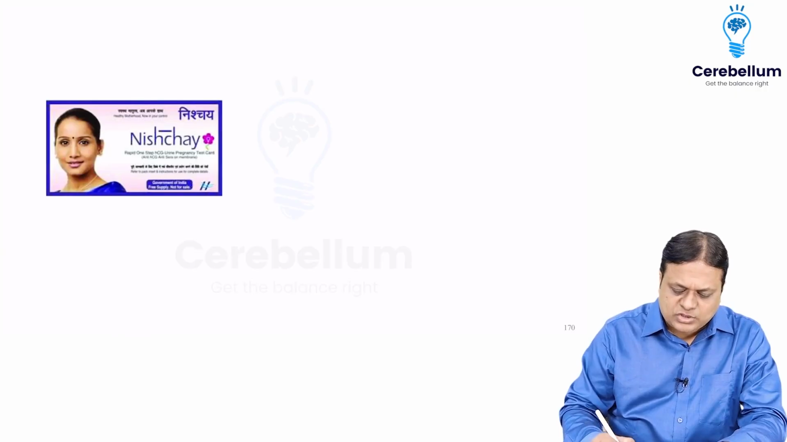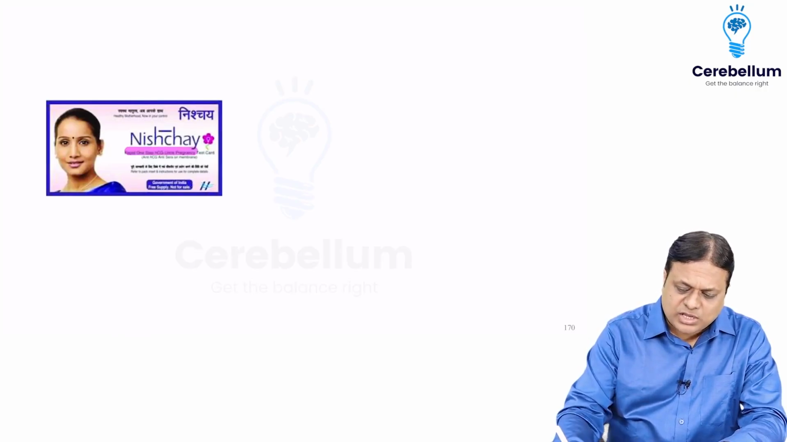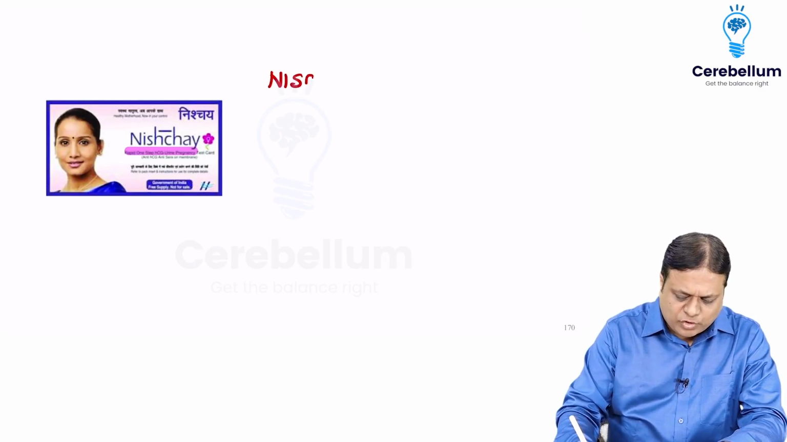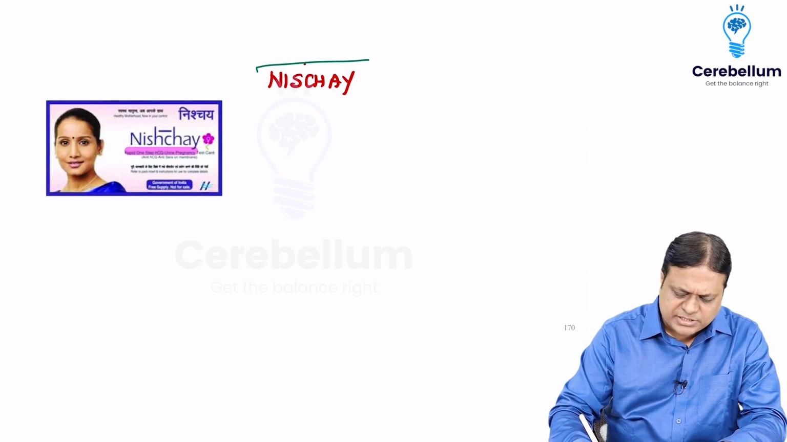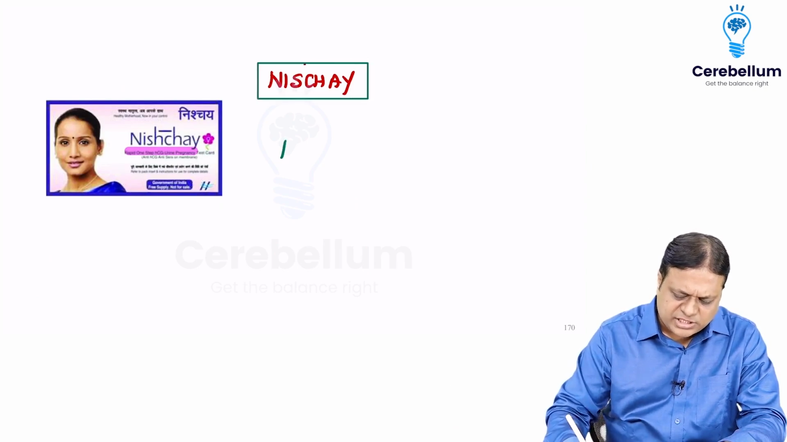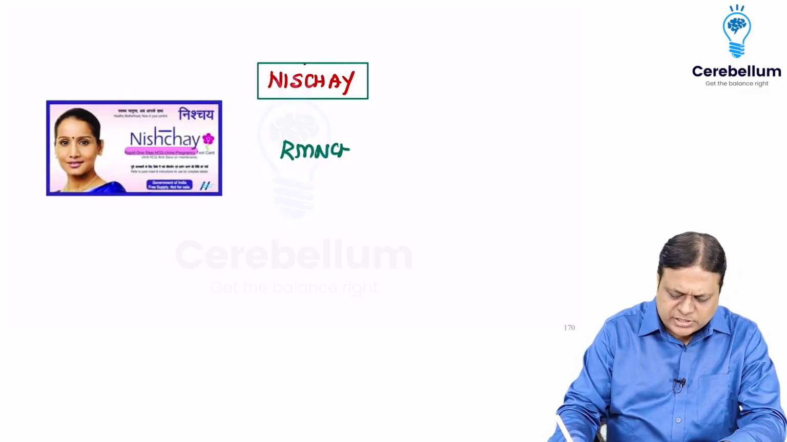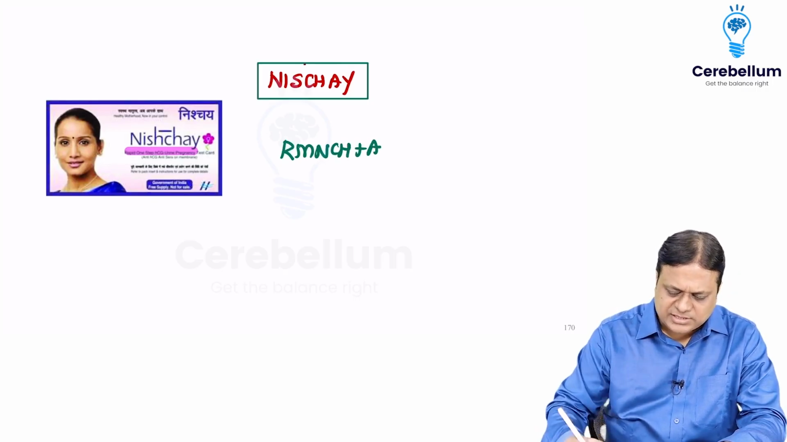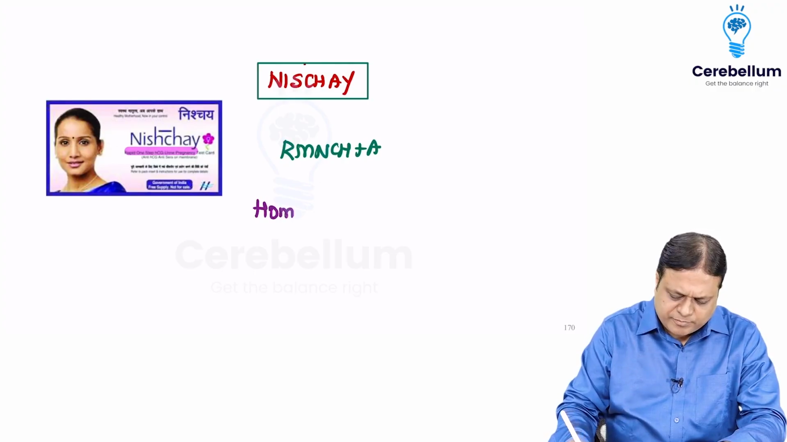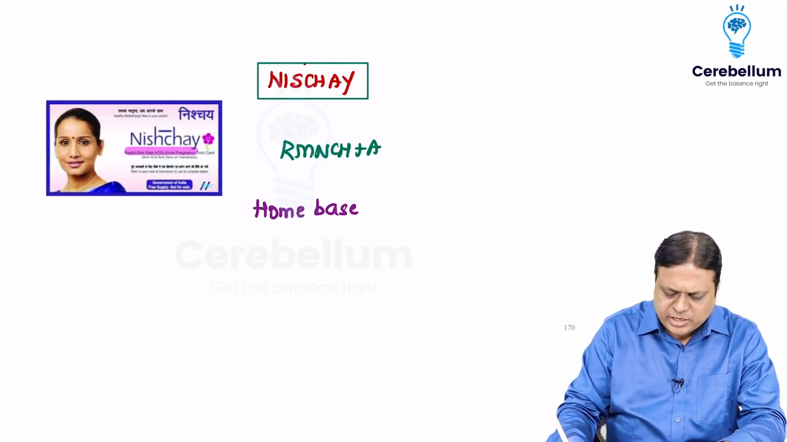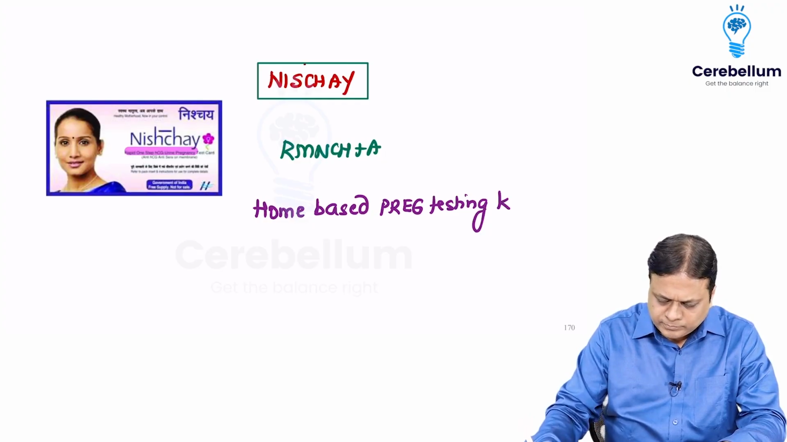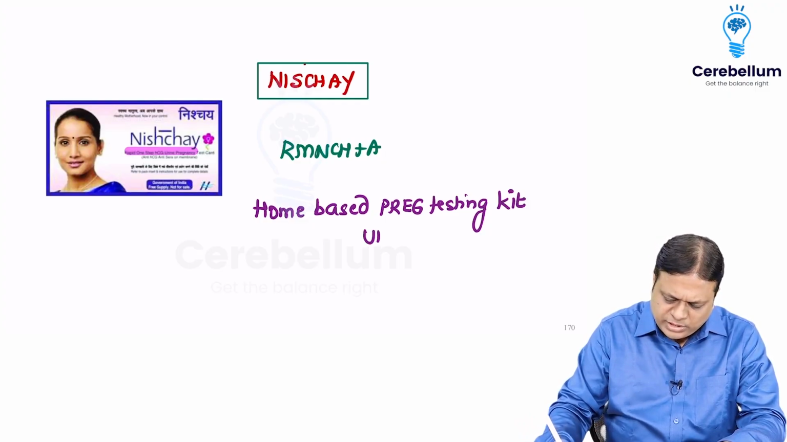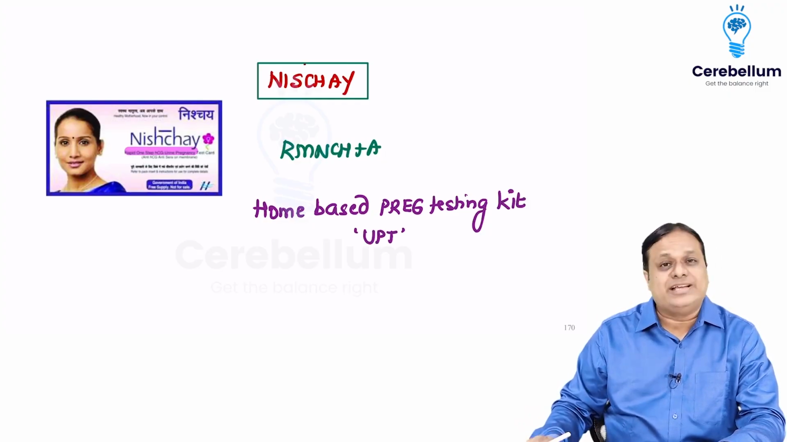Nischay. Actually, Nischay is not a contraceptive. So, what is Nischay? Under the RMNCH+A strategy of the RCH program, this is a type of home-based pregnancy testing kit. UPT, urine pregnancy test it is.